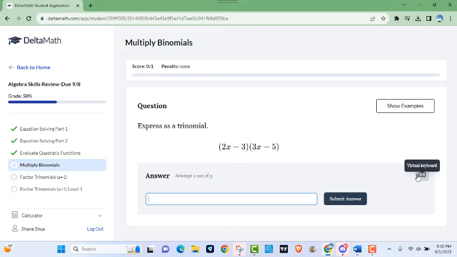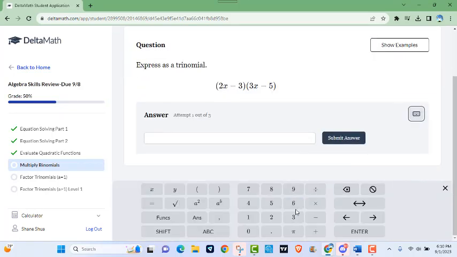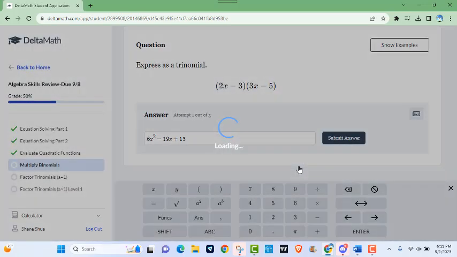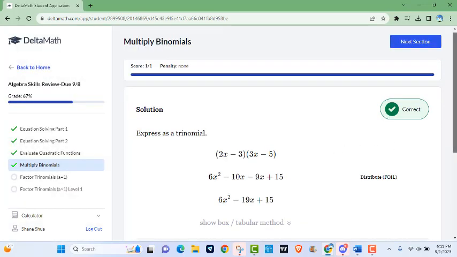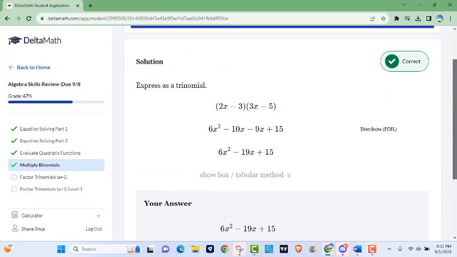So pull up the virtual keyboard. 6x squared minus 19x plus 15. Submit answer, yes. And DeltaMath gives it to us.